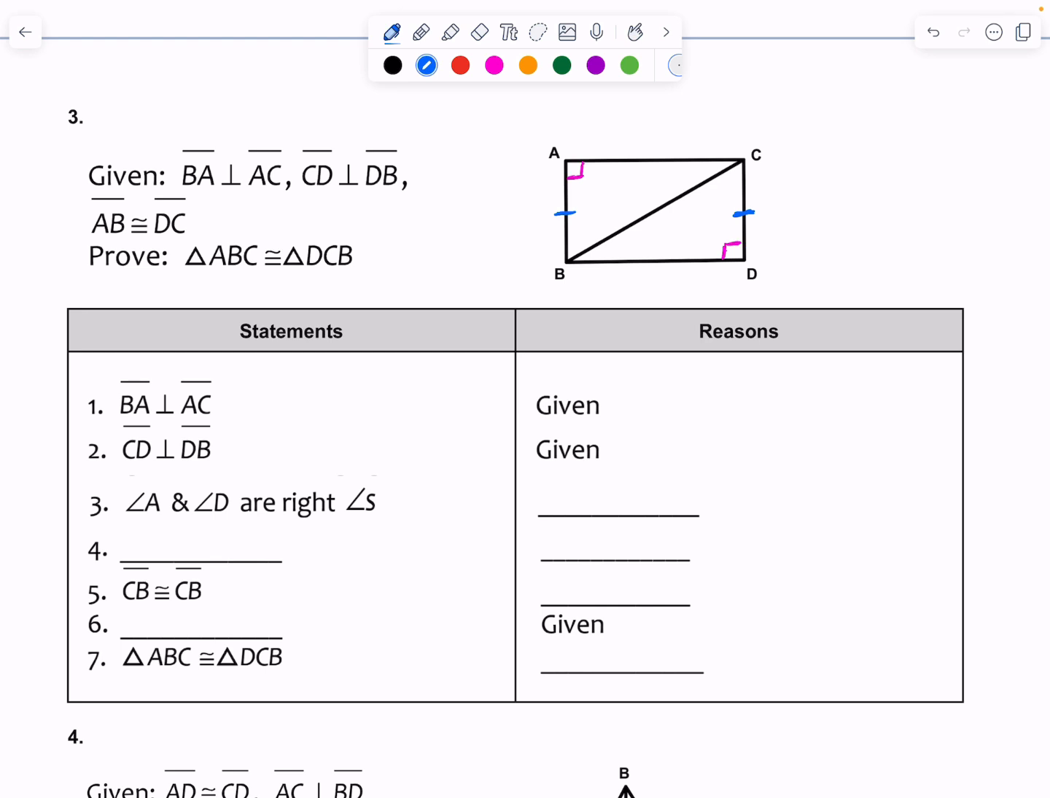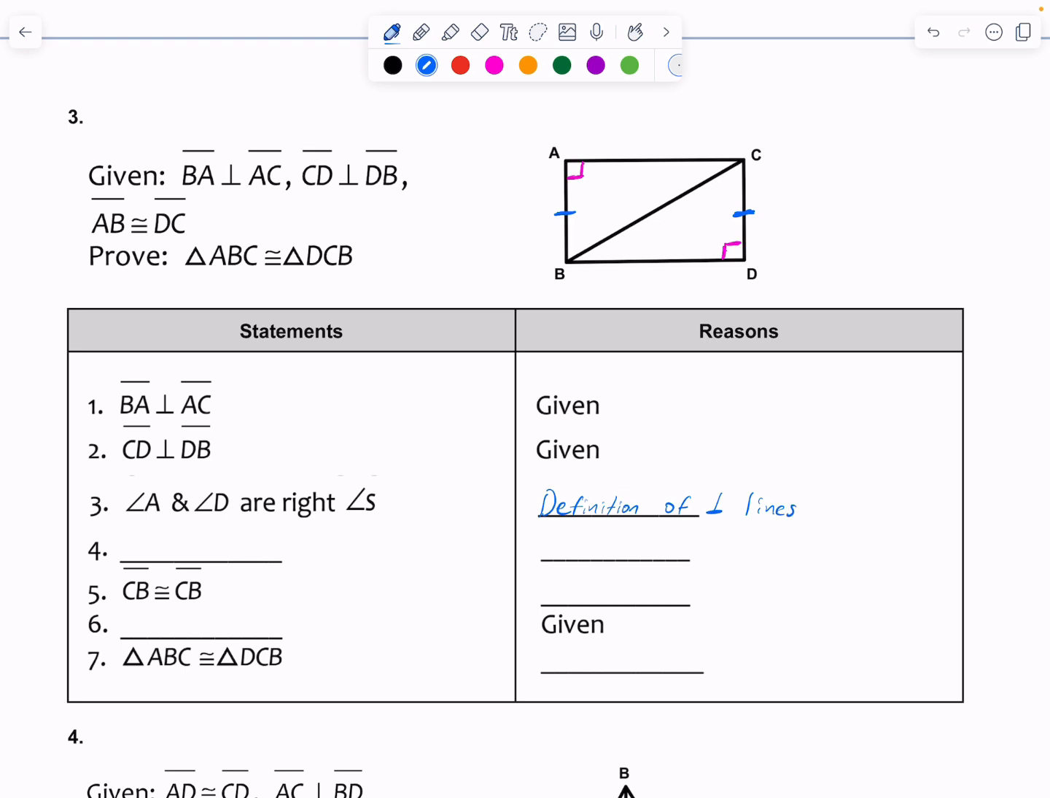The next thing I'm going to write for my statement is that angle A and angle D are right angles. And this is from what we talked about at the beginning of the video, that is the definition of perpendicular lines, right? We said that if lines are perpendicular, then they form right angles. Oops, not that. Perpendicular lines. There we go. All right, and I label those right angles in pink.